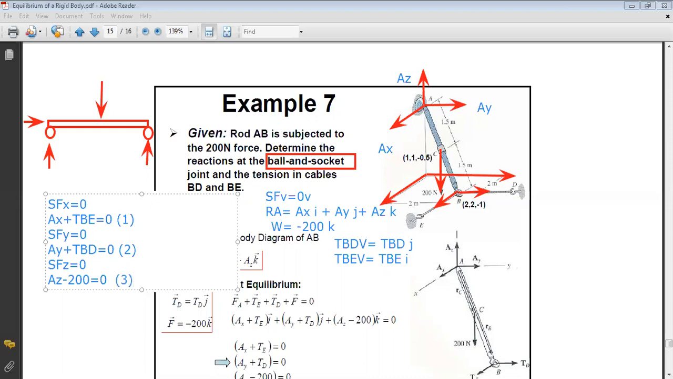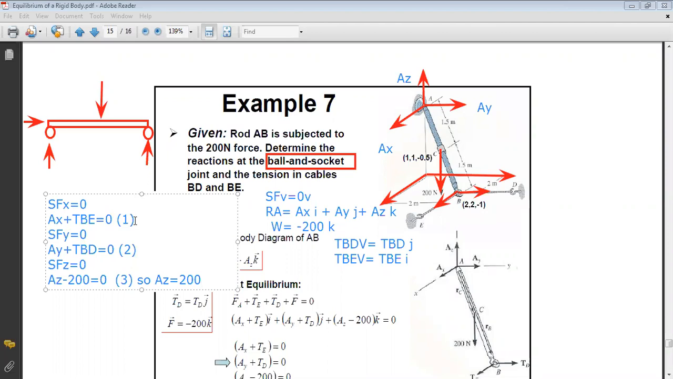From equation number 3, I deduce that AZ is equal to 200. So now I just found AZ. I still have AX, AY, TBE, and TBD. So 4 unknowns, but only 2 equations. This is why it's not enough, of course.